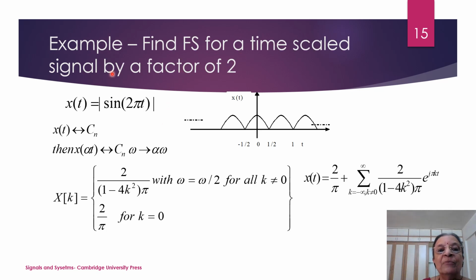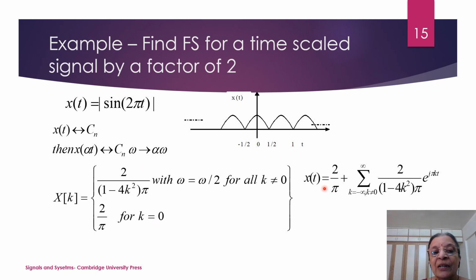Find the Fourier series of a time scaled signal by a factor of 2. So I think we considered one signal x of t as sine 2 pi t earlier in the previous video. In that case this was 1 and this was 1. Now we are considering the signal scaled by the factor alpha t, where alpha is equal to 1 by 2. In this case omega will be replaced by omega by 2, and the corresponding Xk will remain the same here.